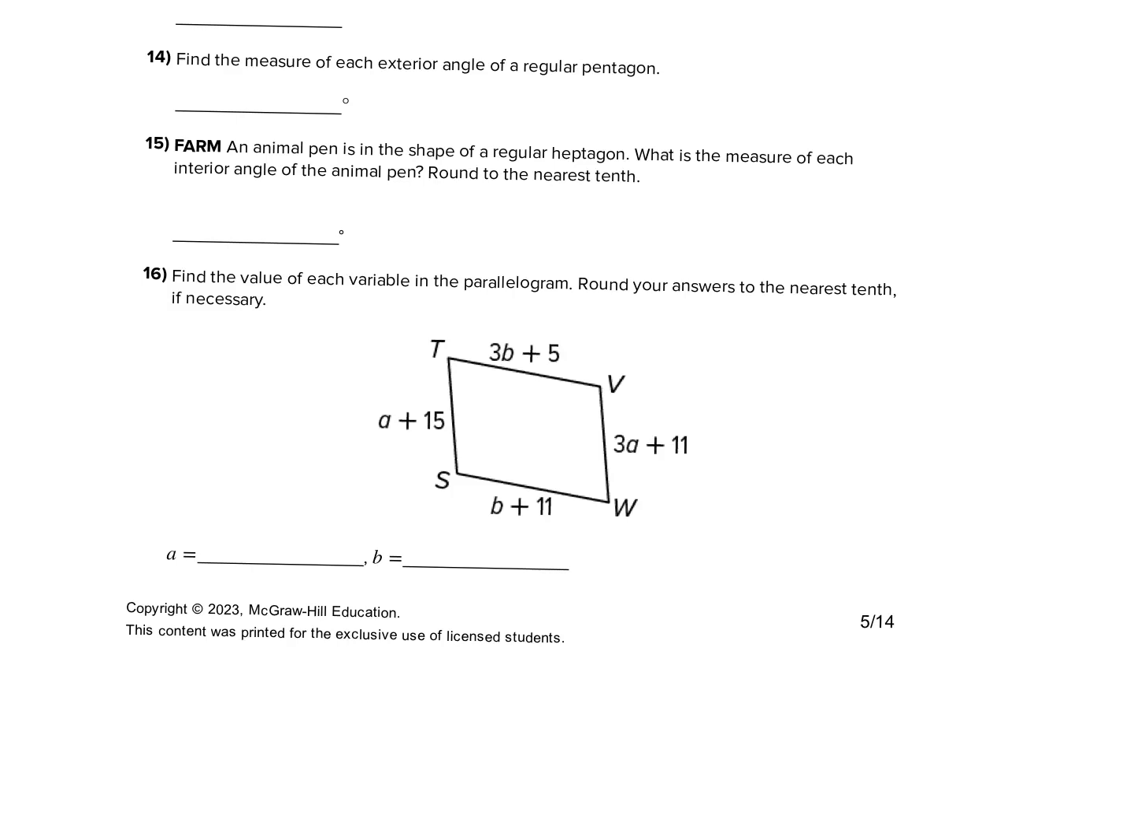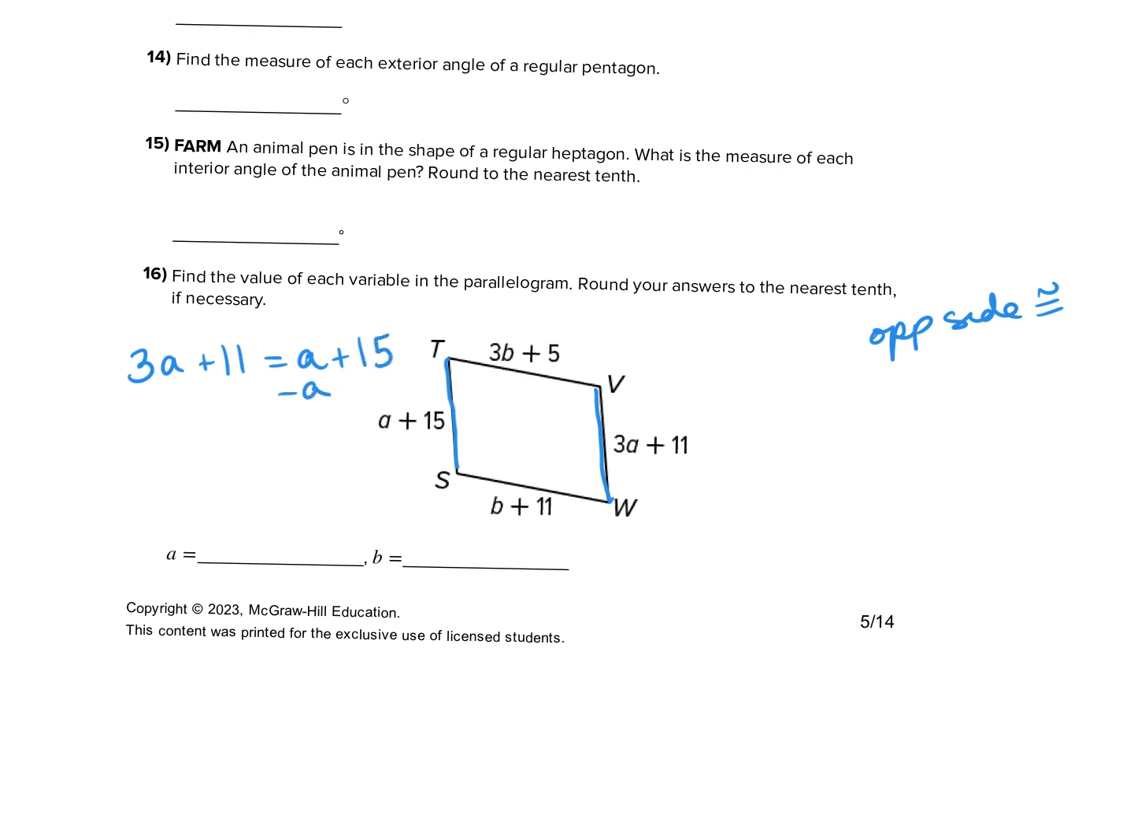Question 16 has us reviewing the properties of a parallelogram. Okay, so the two big properties that you want to remember specifically for this question is that opposite sides are congruent. Okay, so to find the value of A, we know that TS and VW are congruent. So we just set the two expressions equal to one another and solve for A.